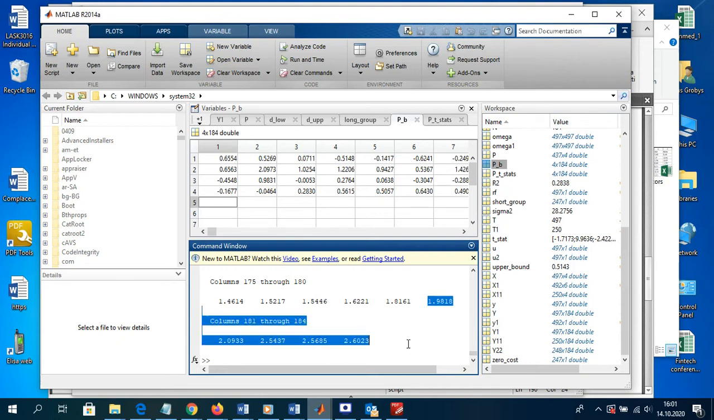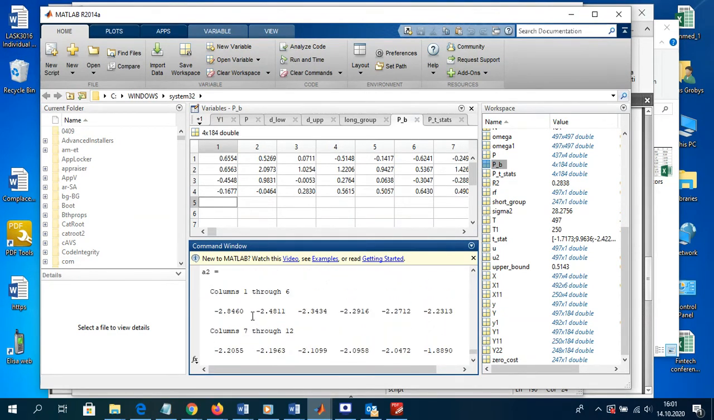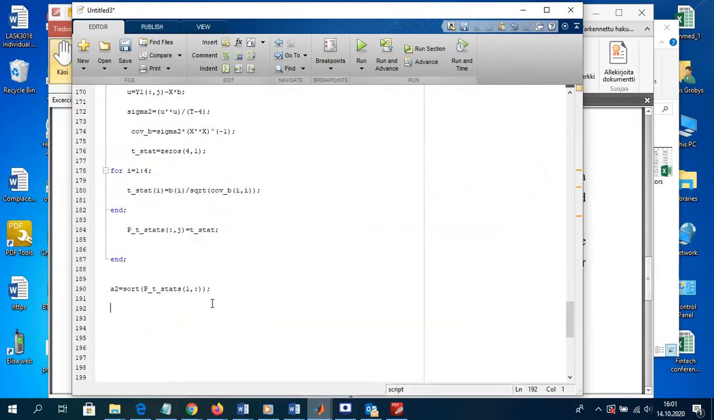So we see that there are some stocks with a t-statistic above 1.96, and we also have some stocks in the beginning with t-statistics below minus 1.96. We could count them, but if we have many stocks in a sample, it's better to write it in code. So we create a vector of zeros with the same dimension as our stocks, n by 1, 184.